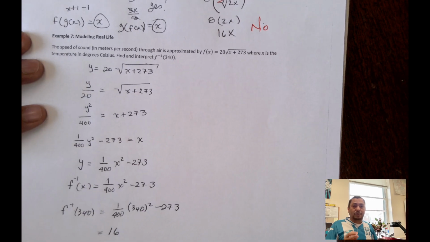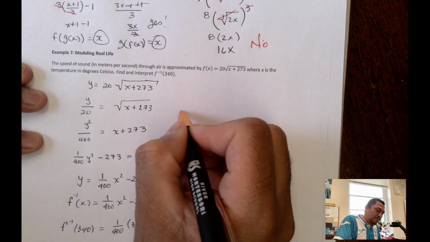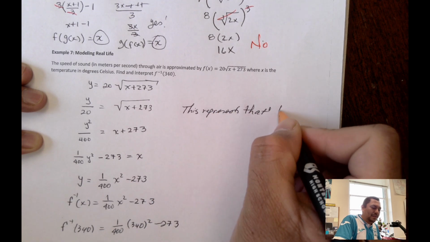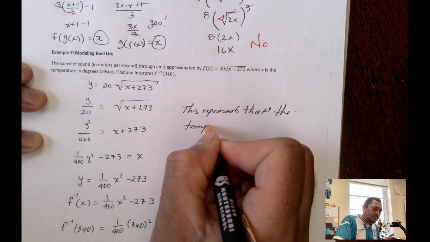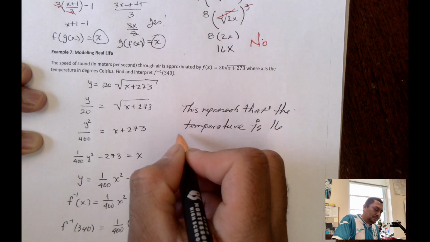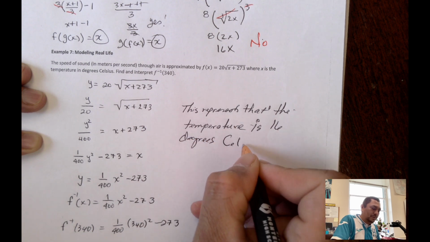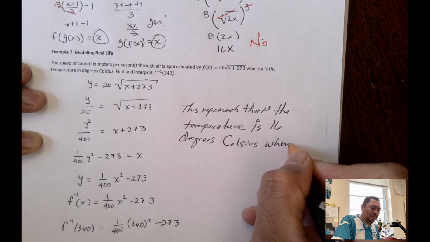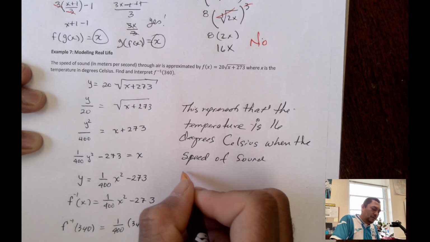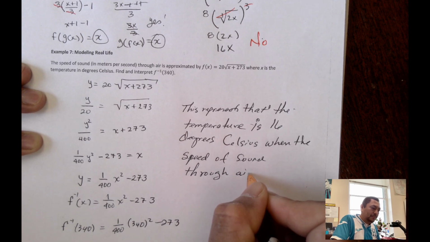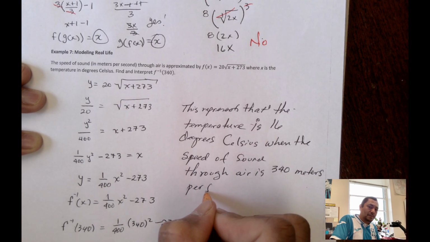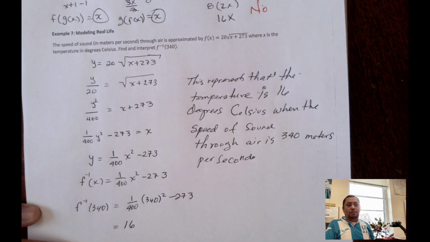How do we interpret that solution? In this case, this represents that the temperature is 16 degrees Celsius when the speed of sound through air is 340 meters per second. Okay, that's going to be the solution to the application.